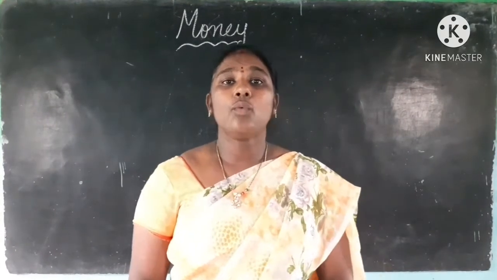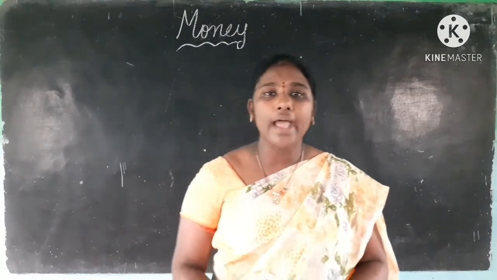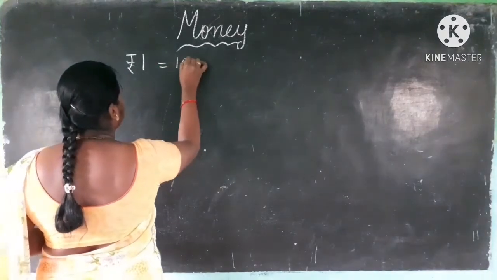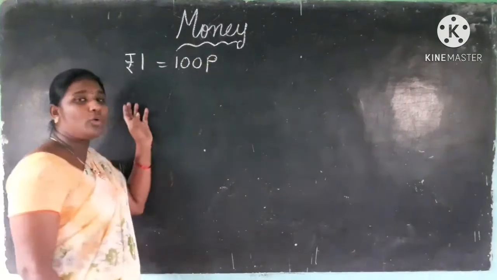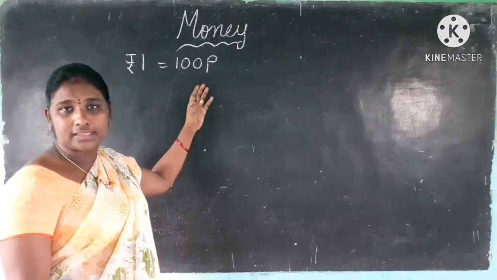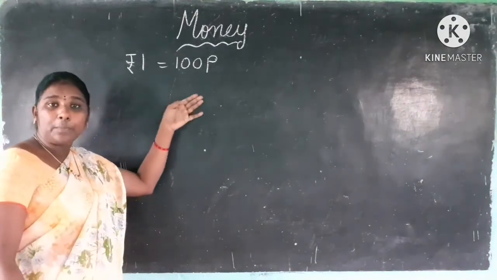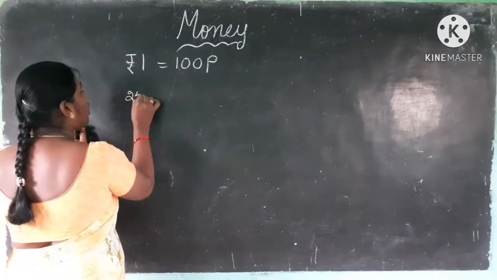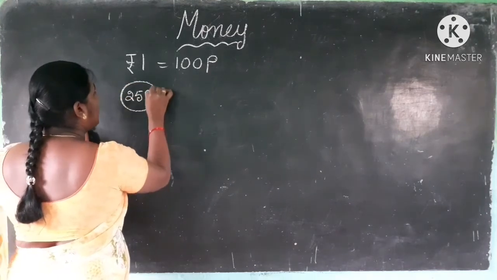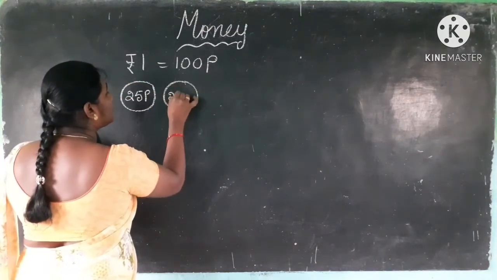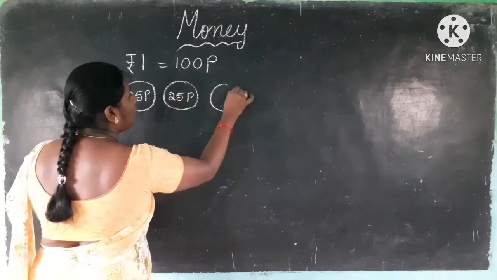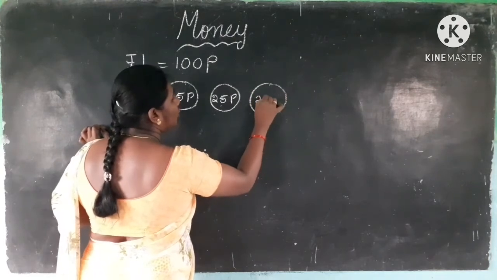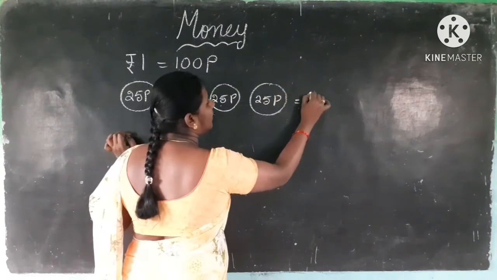Okay, so how many paise does 1 rupee make? 1 rupee is equal to 100 paise. So how many 25 paise coins make 100 paise? How many will it take? 4 coins of 25 paise make 100 paise. So these 4 coins of 25 paise make 100 paise.